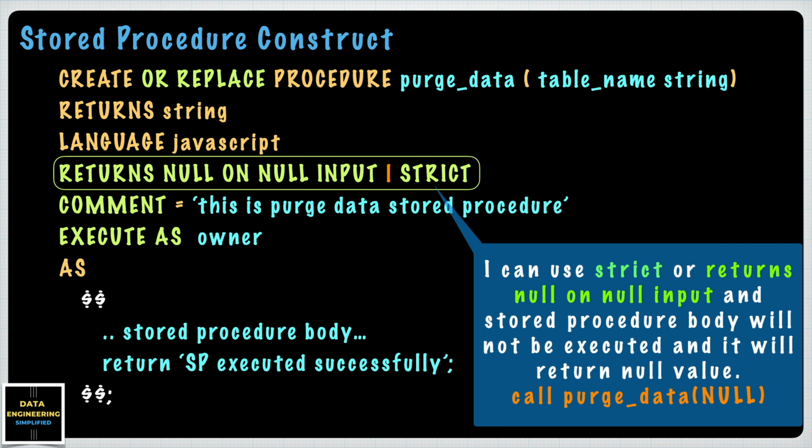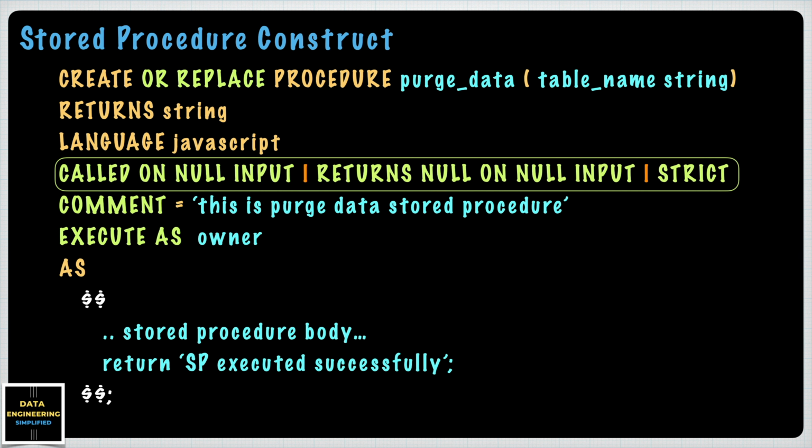So for example, if I call purge_data with null, the stored procedure body will not be executed. However, the stored procedure will be executed without any error. So this is one additional parameter Snowflake stored procedure provides, which helps you to control the execution of the stored procedure body based on null or not null input. Let's see it in action.